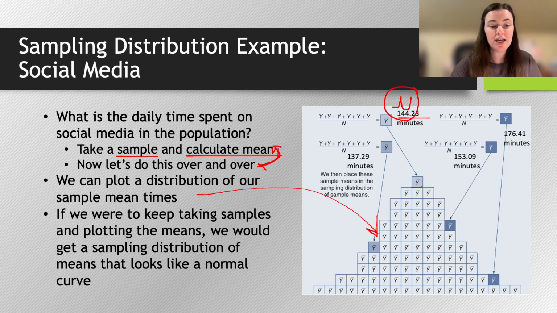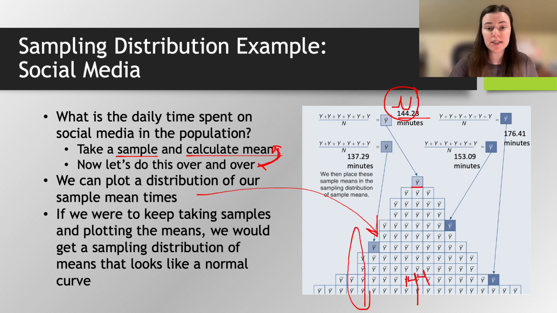So, if we were to keep taking samples and plotting these means over and over again, keep in mind that if we were to take a look at our entire population of the United States, there might be some samples in which people are spending far less time on social media, right? Maybe somewhere in this region of only about an hour a day, or 60 minutes. But our average time in the population was that 144 minutes.